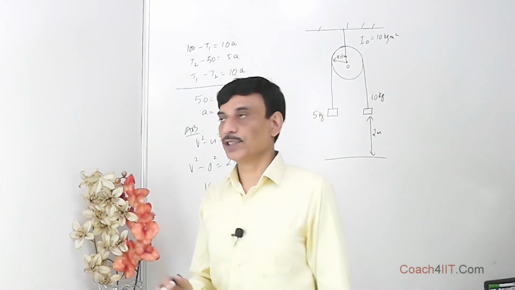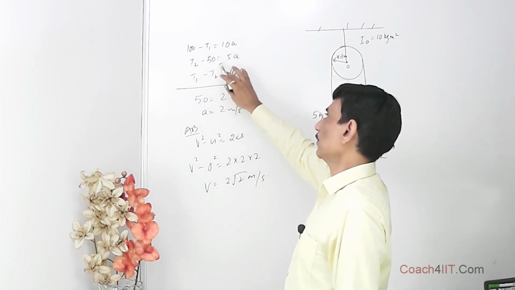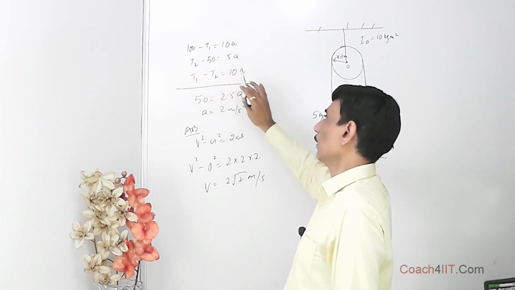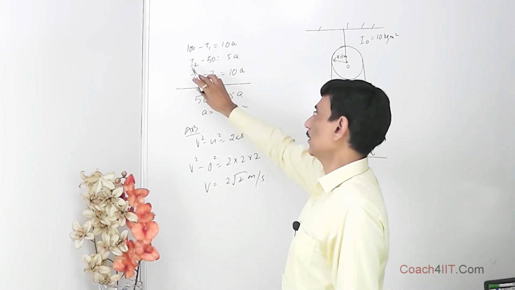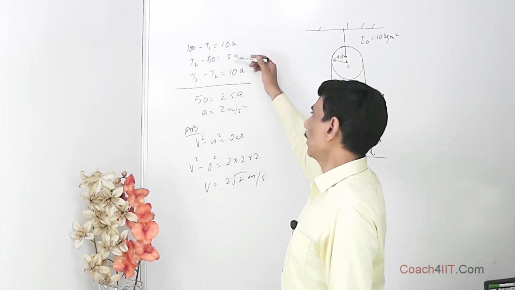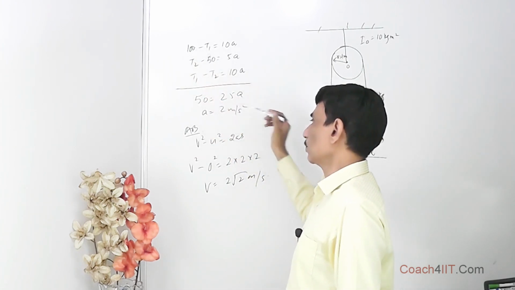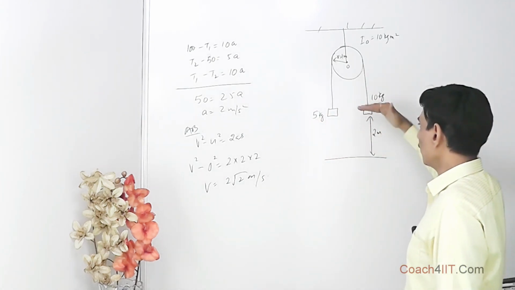Now if we write the equations over here once again, so 100 minus T1 is equal to 10A, T2 minus 50 is equal to 5A, T1 minus T2 is equal to 10 into A. These 3 equations, if you directly add, minus T1 plus T1 get cancelled, T2 and minus T2 get cancelled, 100 minus 50 is 50, is equal to 10 plus 5 plus 10, 25 into A, comes out 2 meter per second square.